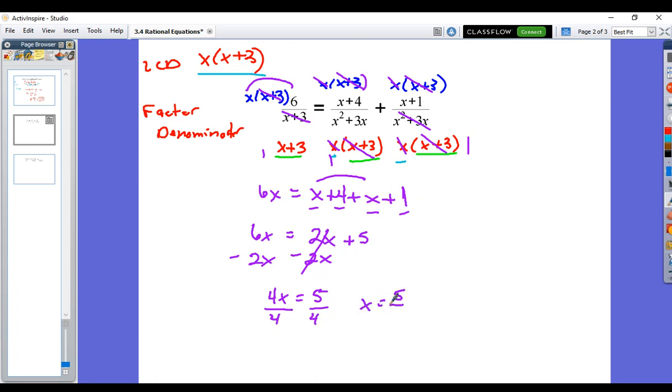X equals 5 over 4. And it's okay to get a fraction. It happens sometimes. Nothing wrong with that. All right.